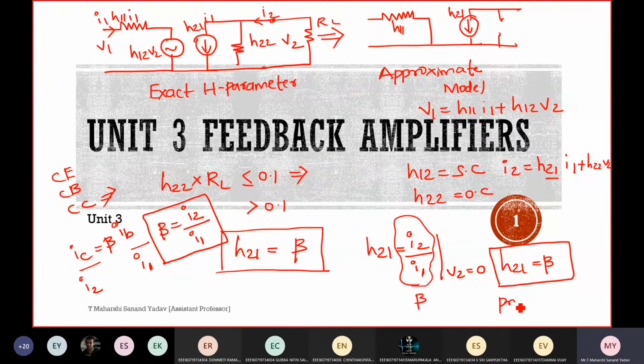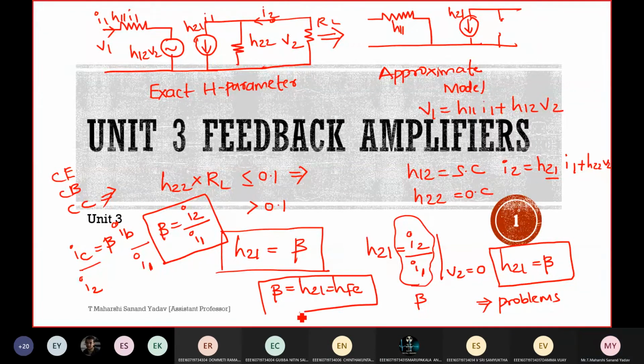Generally during problems it will be useful for you. Instead of giving the value as beta, he will mention it as H21. Suppose it is a common emitter model, he will mention it as HFE. Make sure you are clear with this point. Clear or any doubts in this?